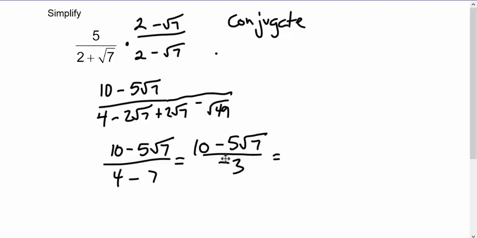over negative 3. Typically we don't like having a negative down in the denominator, so we'll bring that negative to the numerator. Still the same value, but we have 5 root 7, which is positive now because we're multiplying by a negative 1, minus 10, all over positive 3.